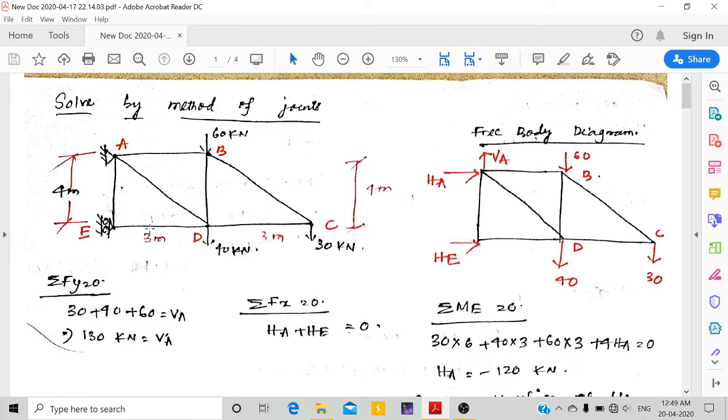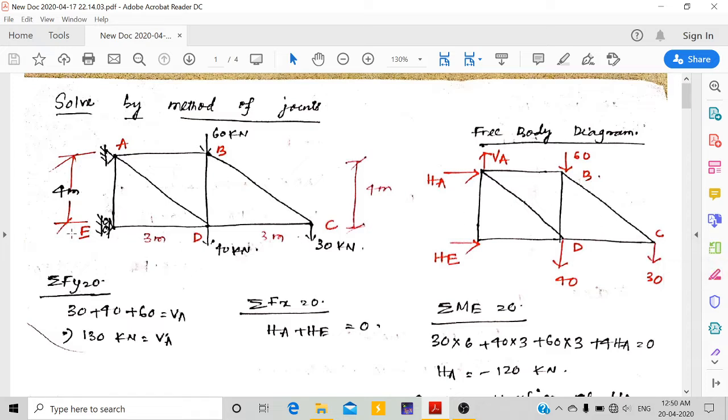So this is my first question. You can see a truss. At joint A there is a hinge support, at joint E there is a roller support, and the height of the truss is 4 meter, and the total distance is 6 meter. A 30 kilonewton load is applied at point C in the downward direction, at D 40 kilonewton in the downward direction, and 60 kilonewton in the downward direction. So first I will draw the free body diagram.